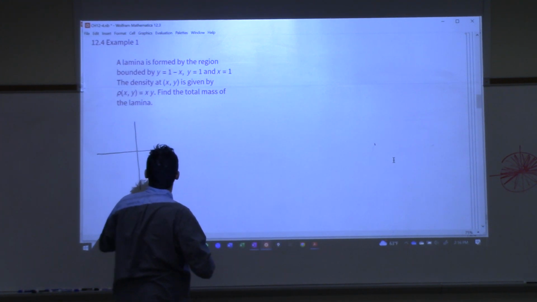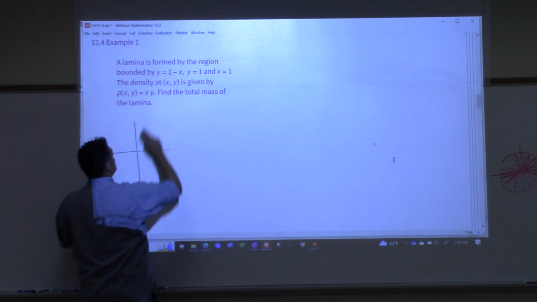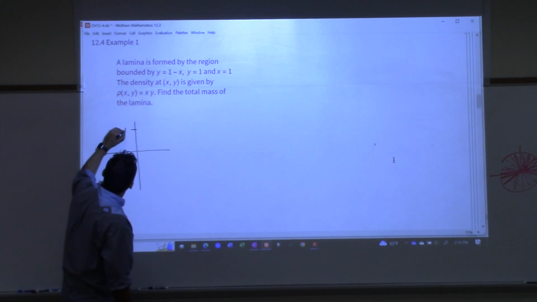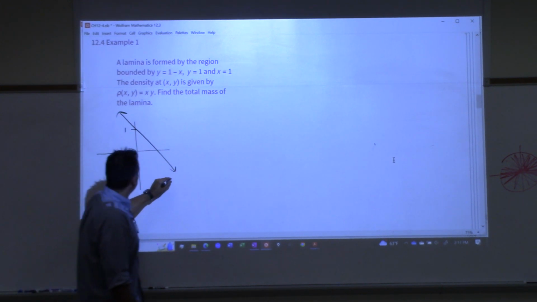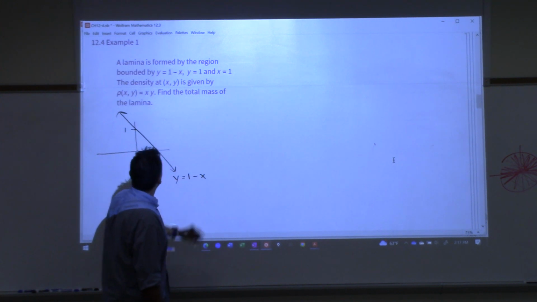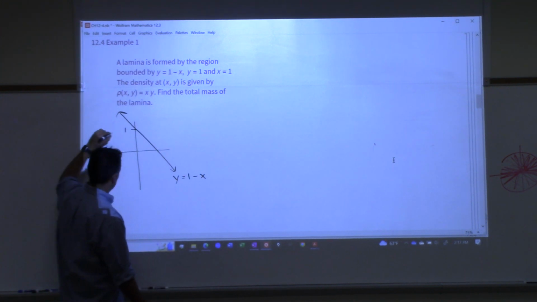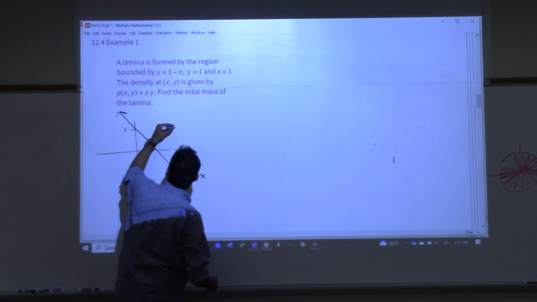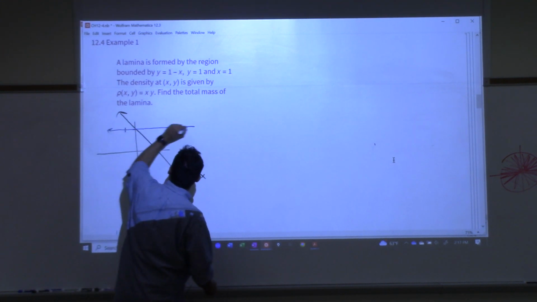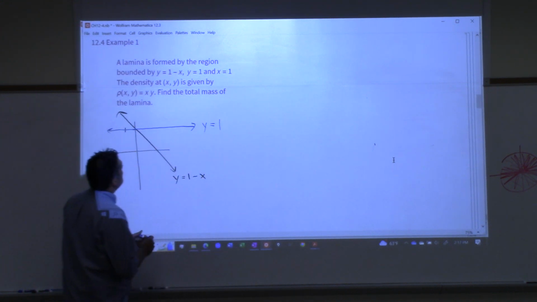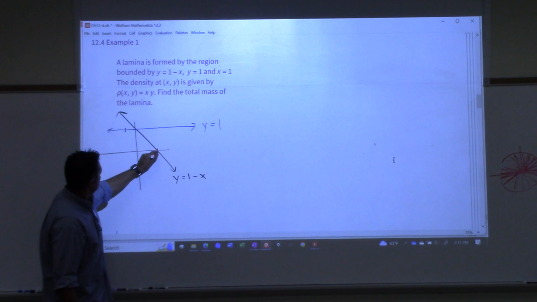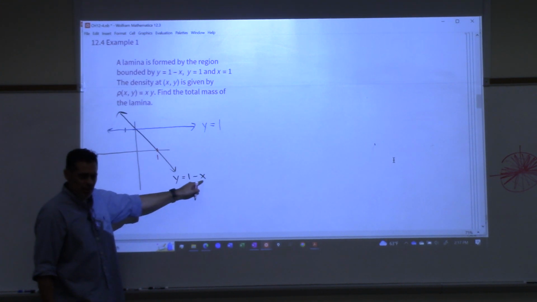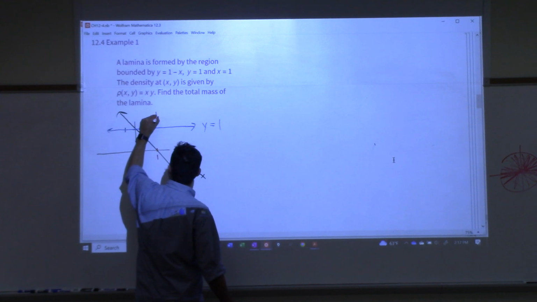Yeah, thanks. All right, 1 minus x goes through the y-axis at 1, has a slope of -1, so it's that line right there. That's y equals 1 minus x. The next one, y equals 1. And then finally x equals 1. Where's that going to be? If I plug in 1 here, that gives me the y-intercept of this. So that's it right there. It's x equals 1.